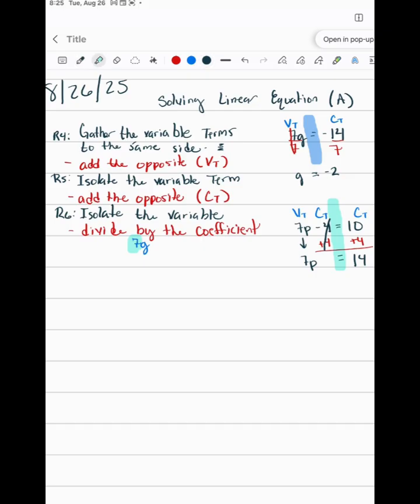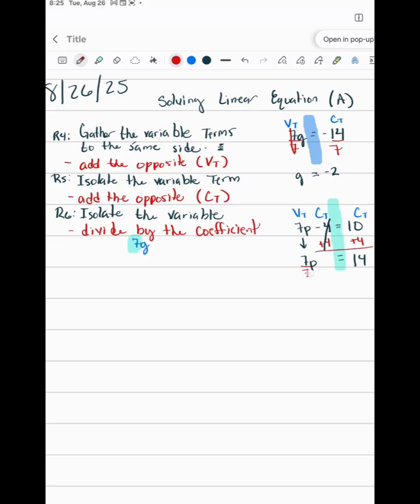Let's go back and look at rule number 6. Now, rule number 6 says isolate the variable. Just the variable. So when I look at my problem, when I look at the side with the variable term is now on, is it the variable by itself? It is not. So if the variable is not by itself, you need to, how would it say it? Divide by the coefficient. What's the coefficient? The number part. So we're going to divide by that 7.